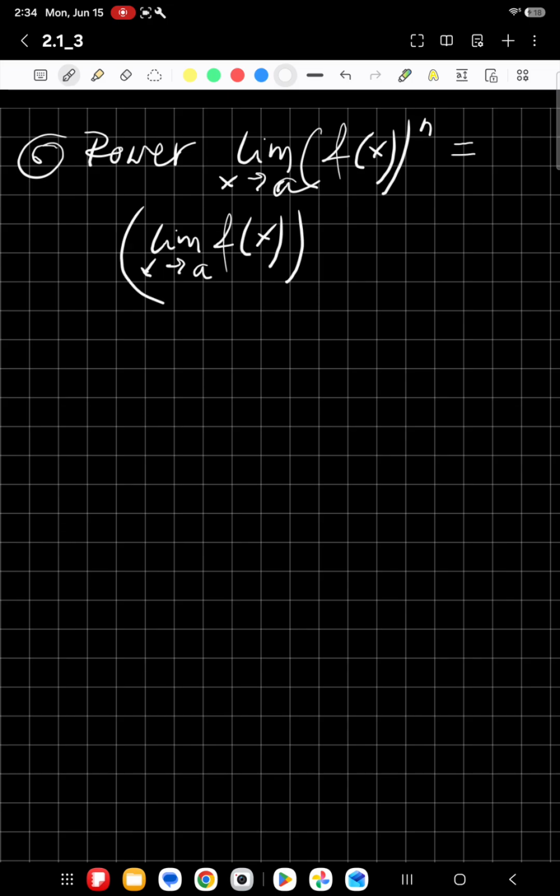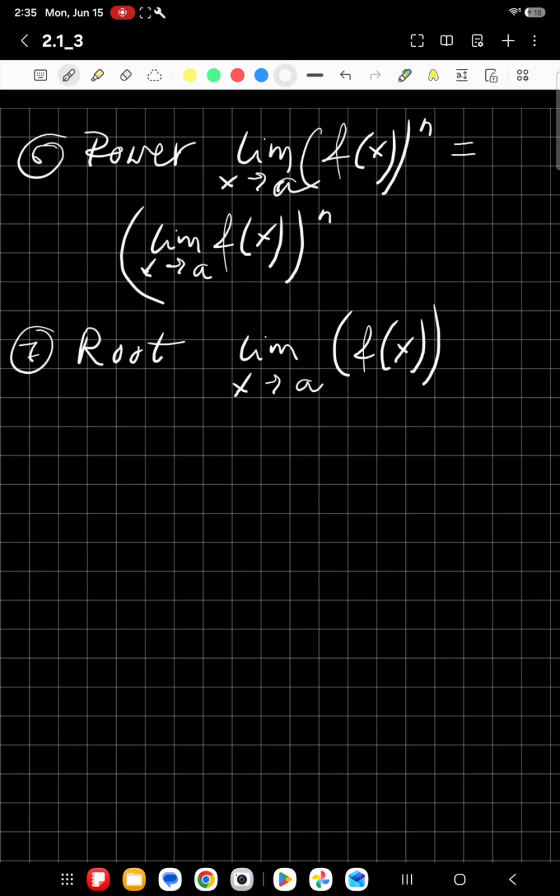Okay, and yeah, I can take that exponent, that power, and put it up there. And I can do the same thing with the root. So this is property number 7, root or radical. So I have limit with x approaching a. Okay, so I have f of x here. And this is, right, here's that root. I write it as 1 over n, right?